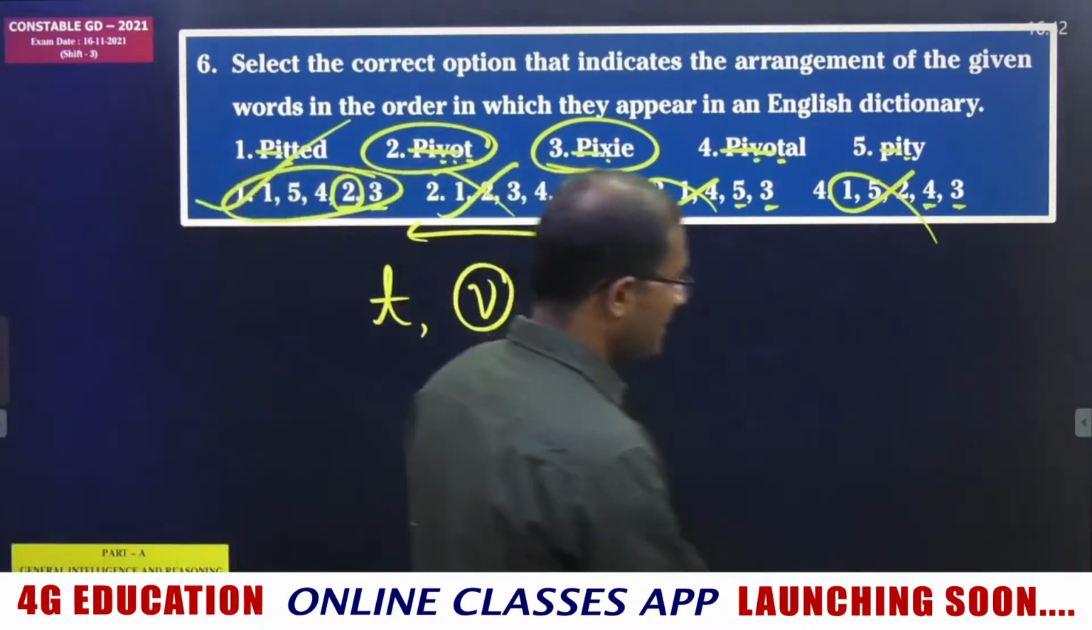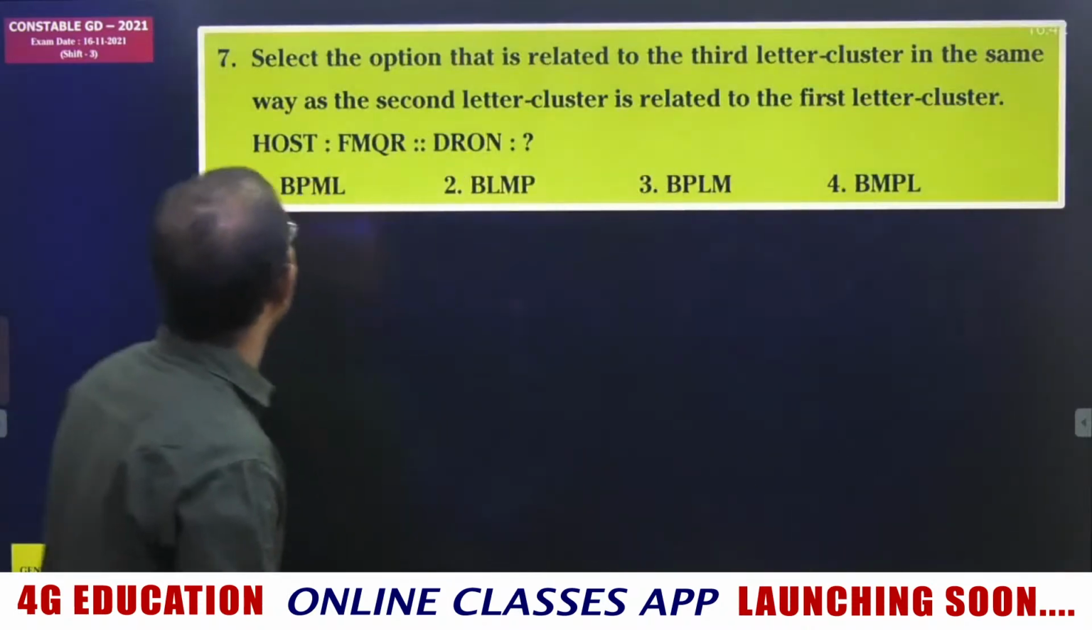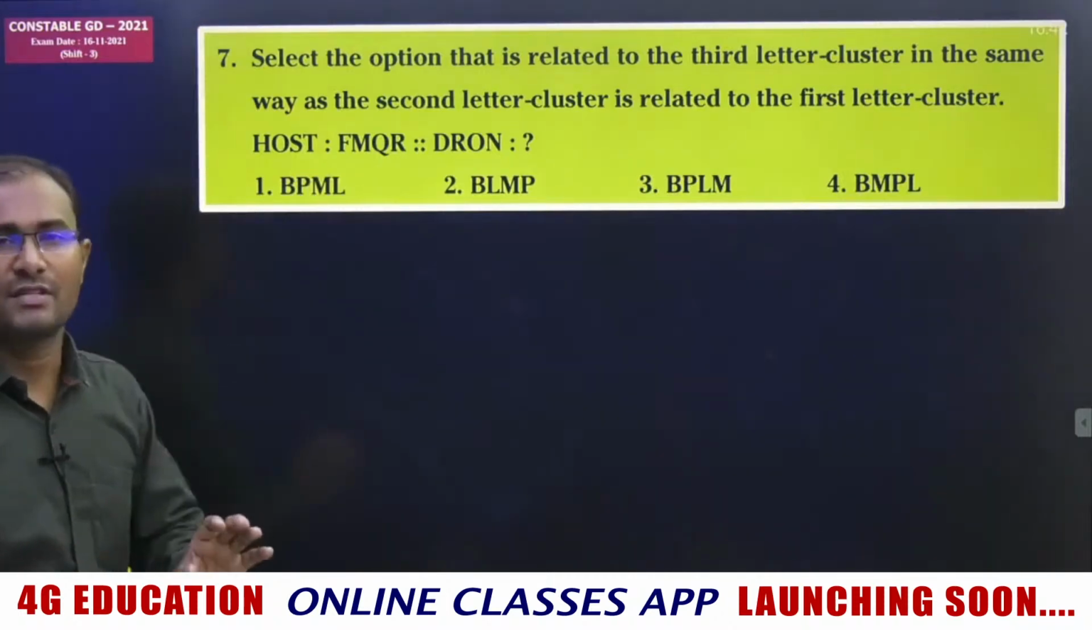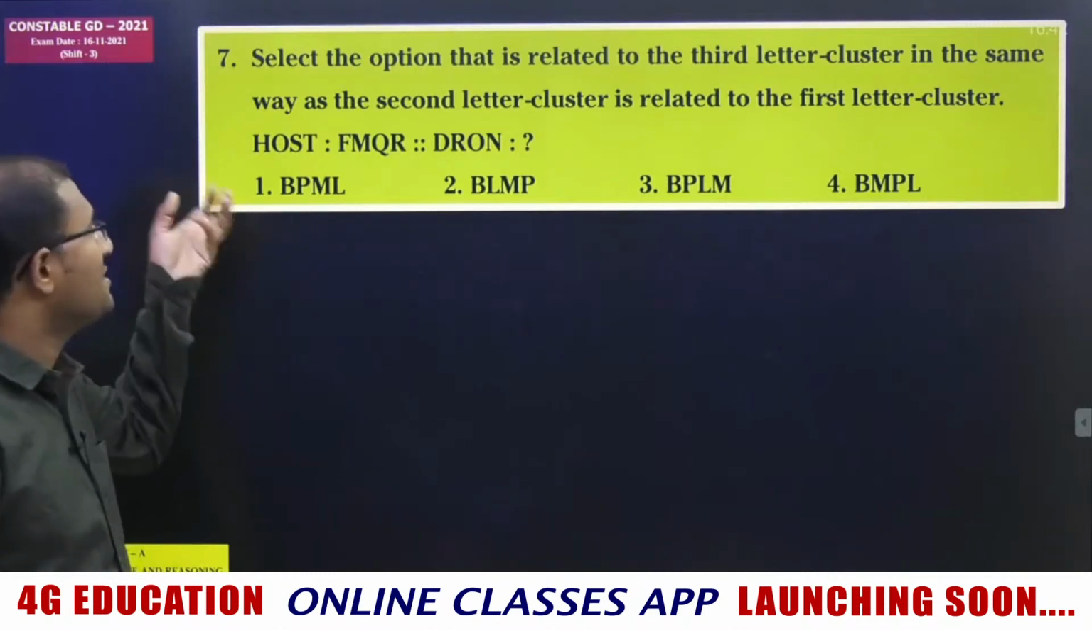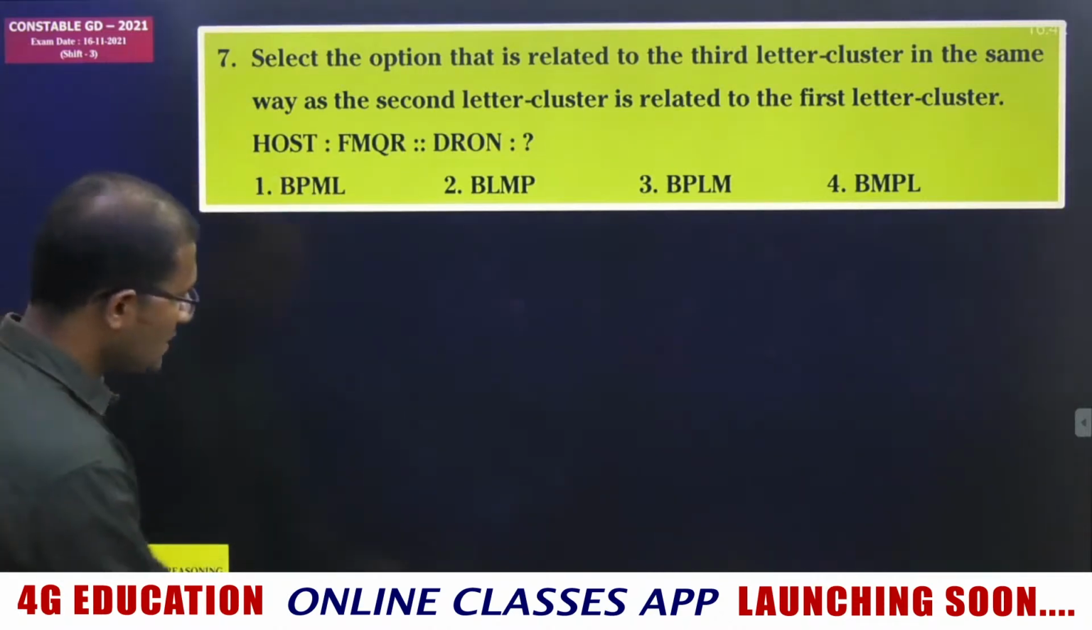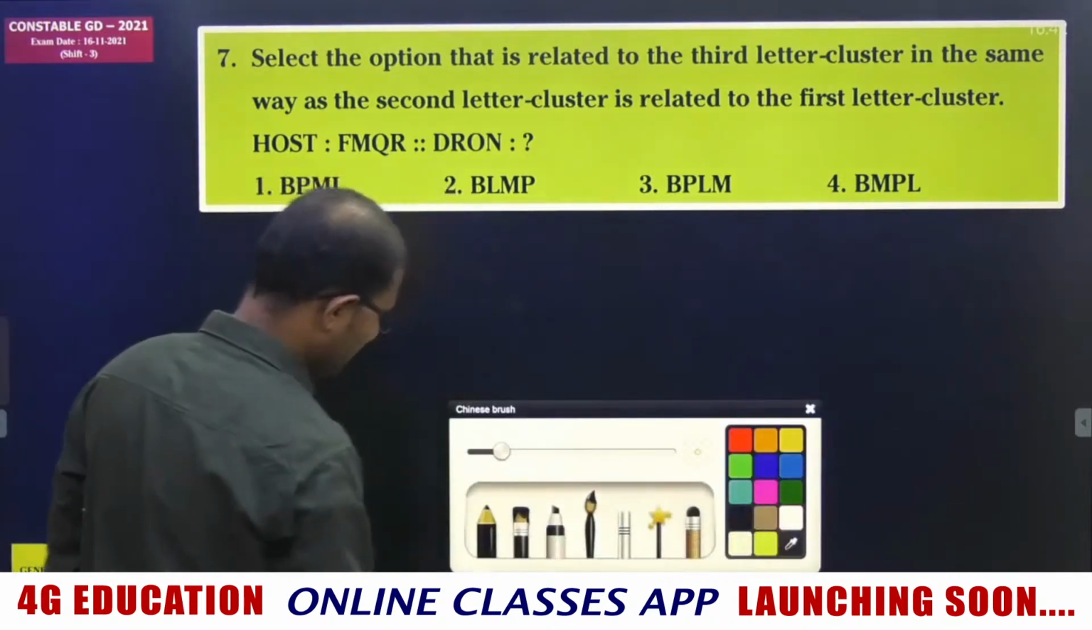Now let us move on to the next one. Next question, 7th question. From analogy, one question is given, but this time the first element is a letter cluster and the second element is also a letter cluster. So based on similarity we have to find out.